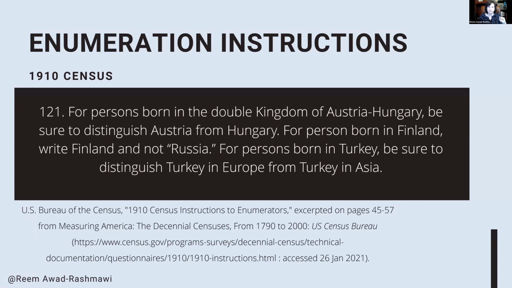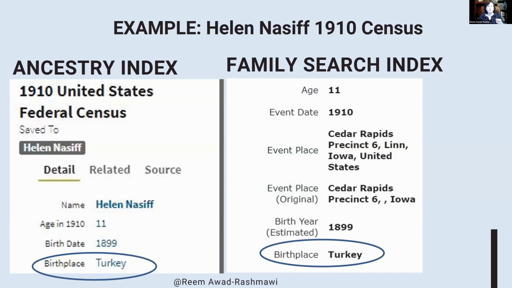But the problem is, besides there not being a country listed, the other problem is the index. These are two of the main popular searches: ancestry.com or familysearch.org. That census is indexed with her place of birth as Turkey. It's not Syria, it's not Lebanon, it's not even the Ottoman Empire. So if you were searching for Lebanon or Syria for this person, because you know that's where your great-grandmother came from, you wouldn't find it from that search. You would have to adjust.